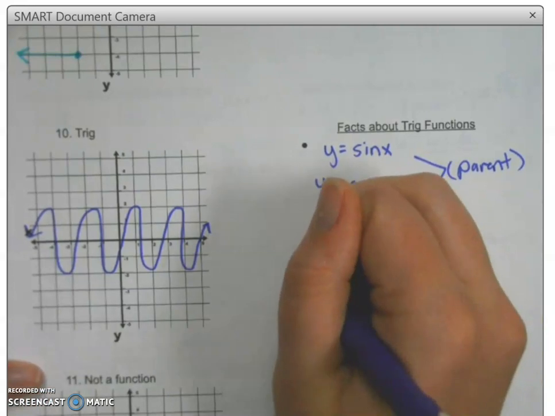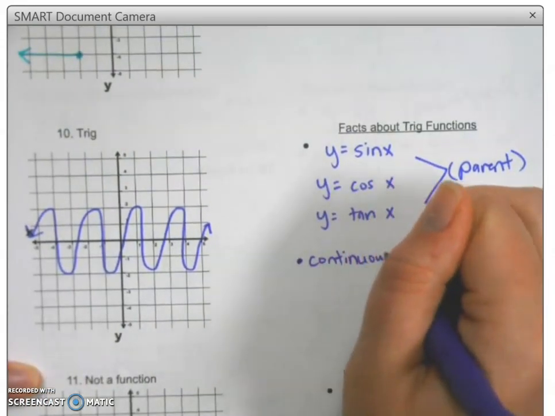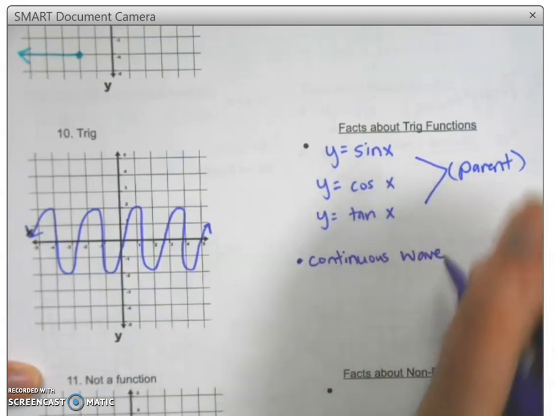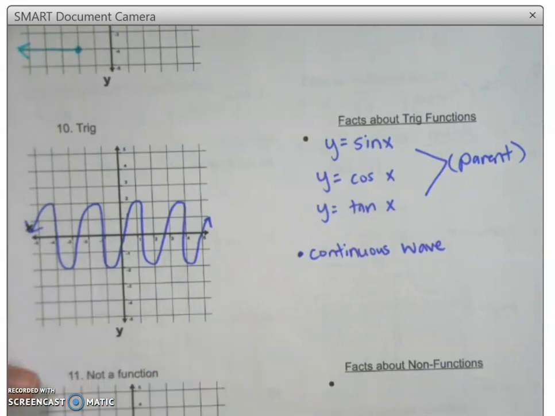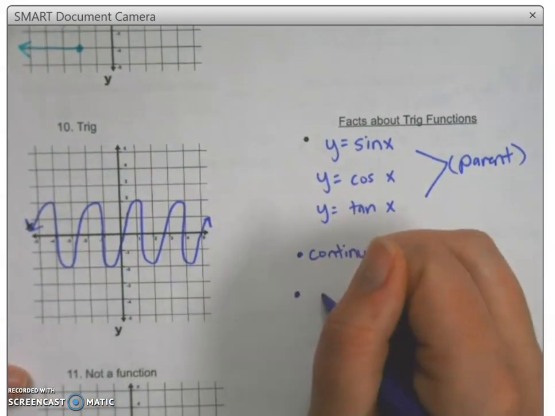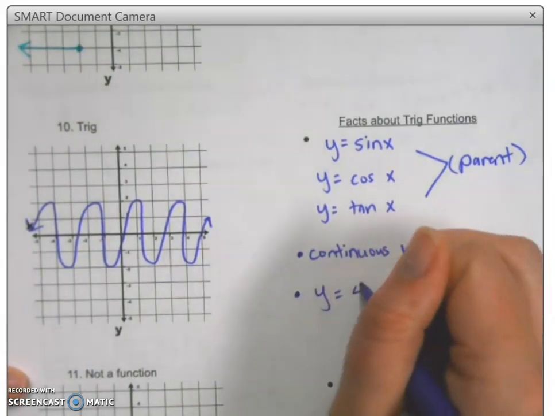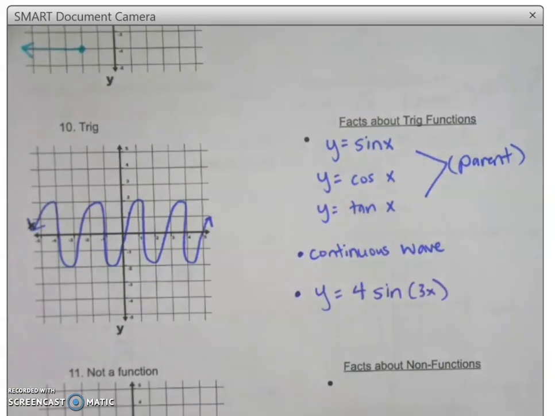It is just a continuous wave. It's always the same height, always the same at the bottom. They're supposed to be identical. I just hand drew it, so they're a little off. An example of one you might see would be like y equals 4 sine of 3x, something like that.